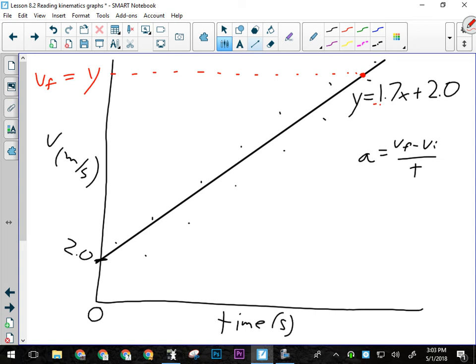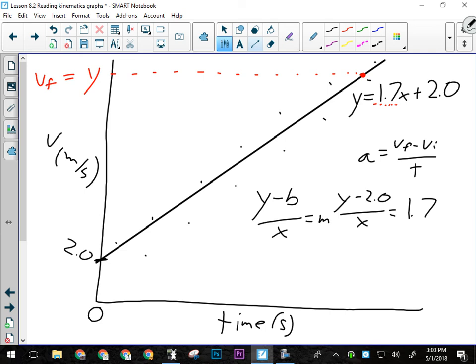Okay, so let's say I manipulate for this number, right? I'm going to take y, and I'm going to subtract 2.0 over to this side, okay? So really, what I'm doing is going y minus b over x equals m, which on this one would be y minus 2.0 divided by x equals 1.7.